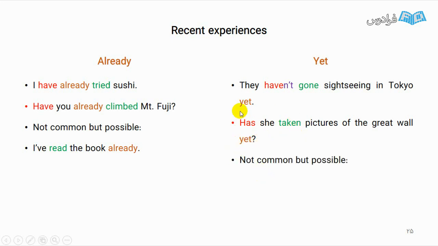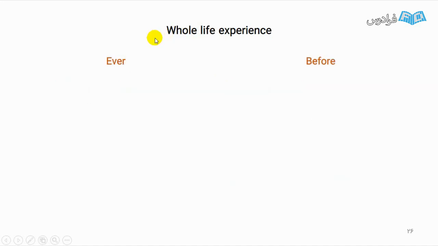Again, we can use yet in different forms too. It is not common but possible to use it like this. I haven't yet read the book. We can put it before the main verb too, but the other form is more preferred and more common. When we want to talk about whole life experiences, we are not allowed to use already and yet. As you know, we have two different kinds of experiences. For whole life experience, we have to use ever and before.